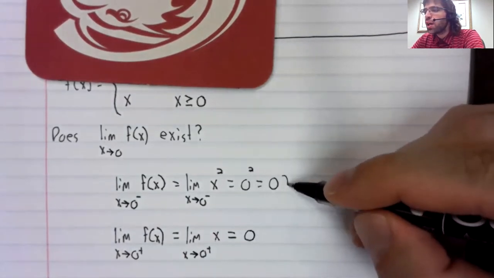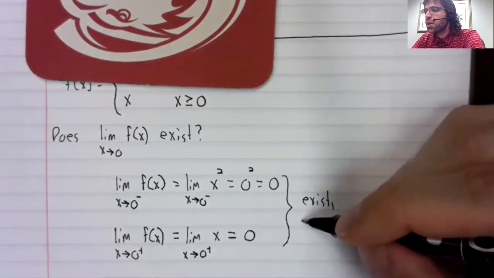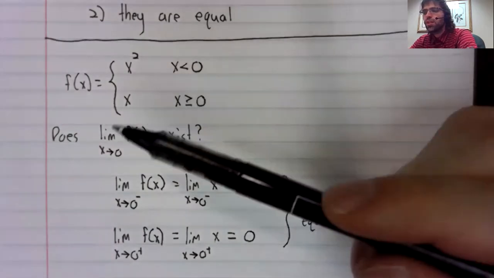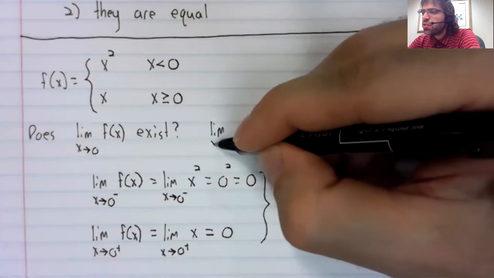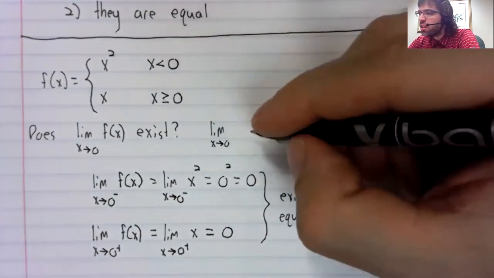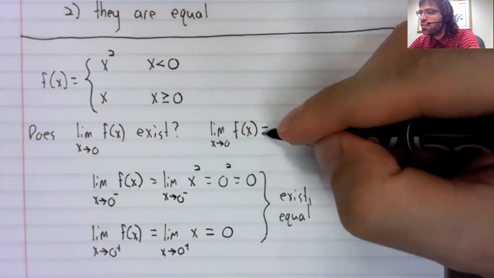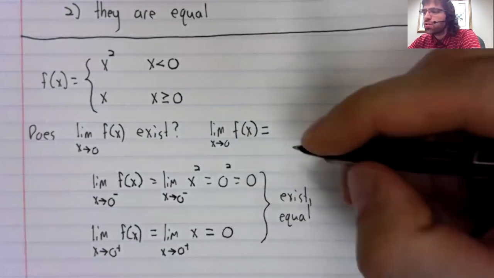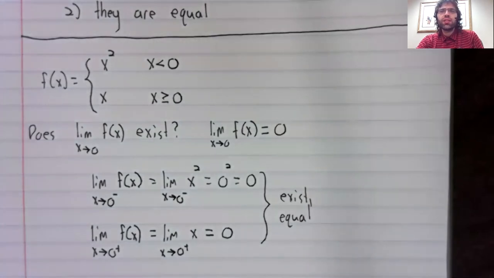So these one-sided limits both exist and are equal. So this regular limit exists, and I didn't explicitly state this up here when I stated the theorem, but if the two-sided limit exists, it has the same value as these one-sided limits. So the two-sided limit is 0.